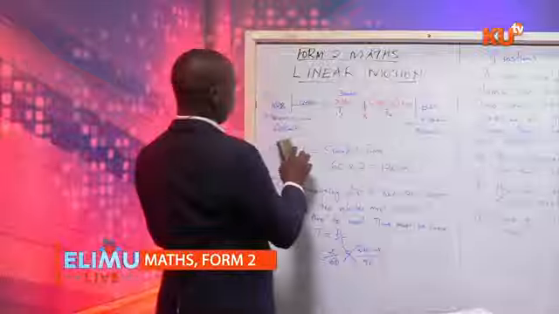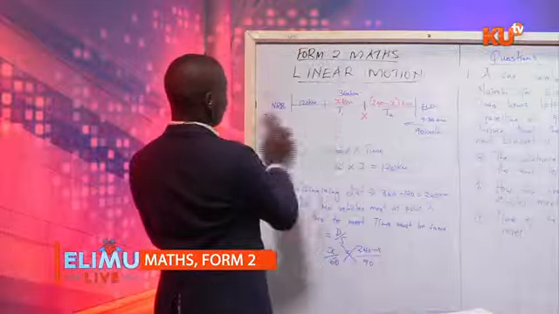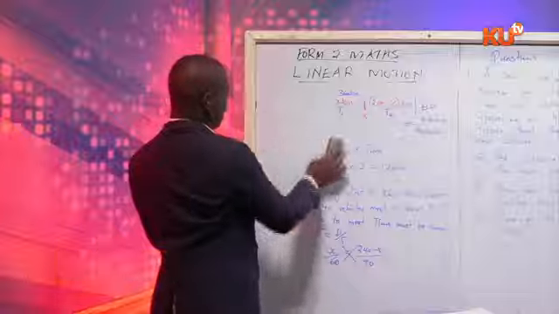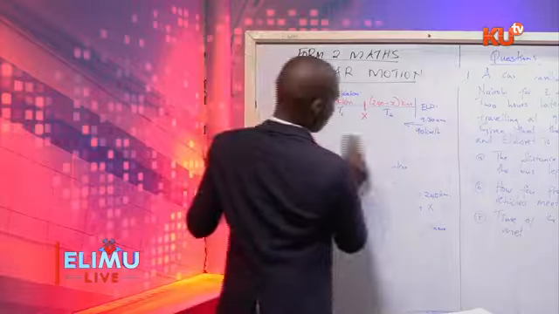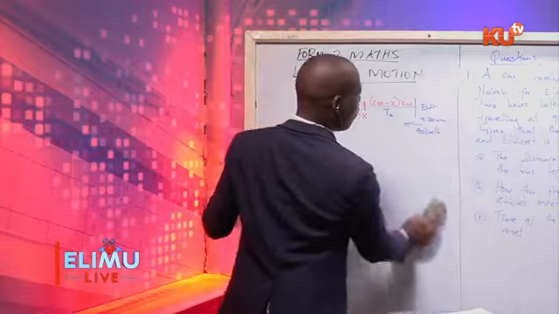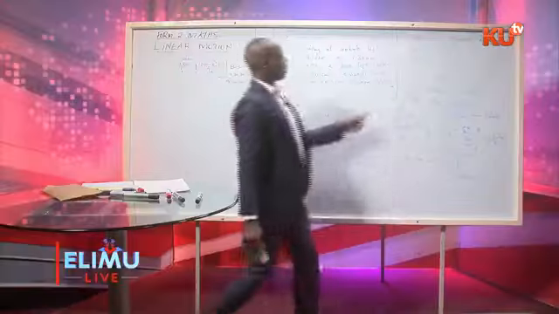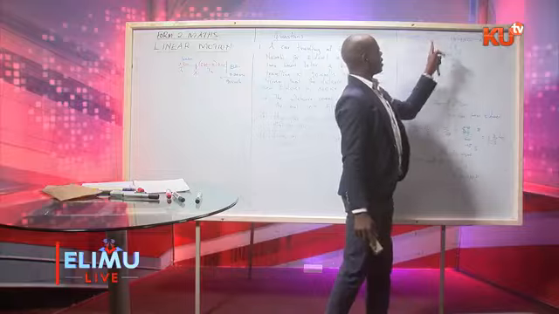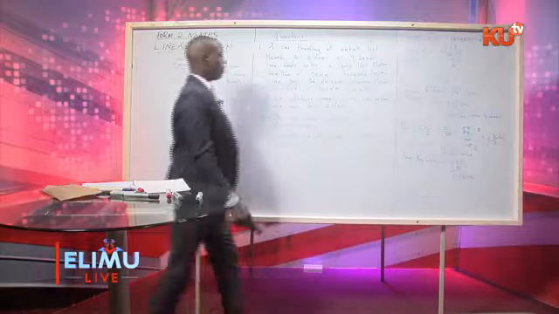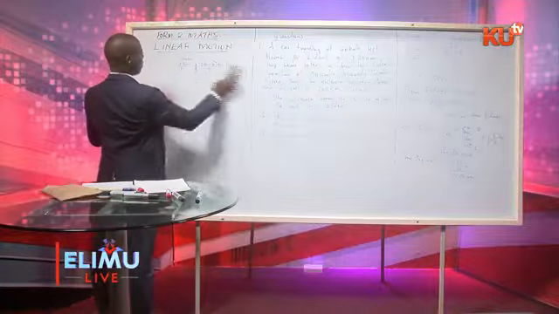Let's try one where now the objects are moving in the same direction. And I hope you are able to see that the relative speed, because they are in the opposite direction, we have 60 plus 90, that's why we got 150 kilometers.